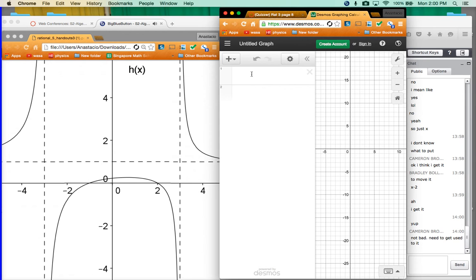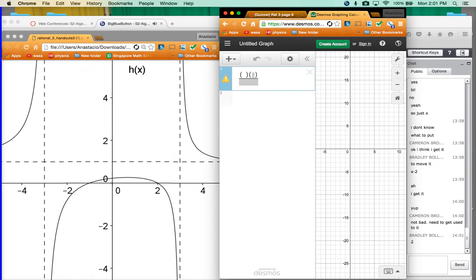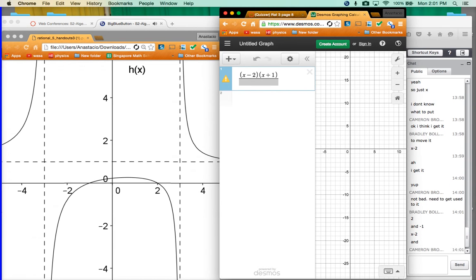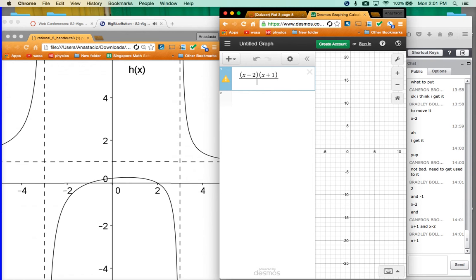All right, let's try this one. I know I'm going to have a fraction. That's a given. I'm going to go a little backwards here. What's the numerator going to look like? I'll give you a hint. It has 2 x-intercepts. And those x-intercepts are 2 and negative 1. So I'm going to have an x minus 2 up here and an x plus 1 here. Right, exactly. All right, let's talk about the denominator. What is going to go in the denominator?